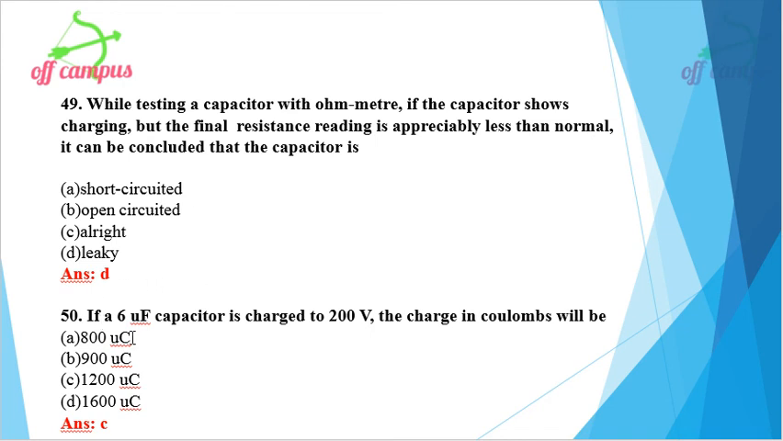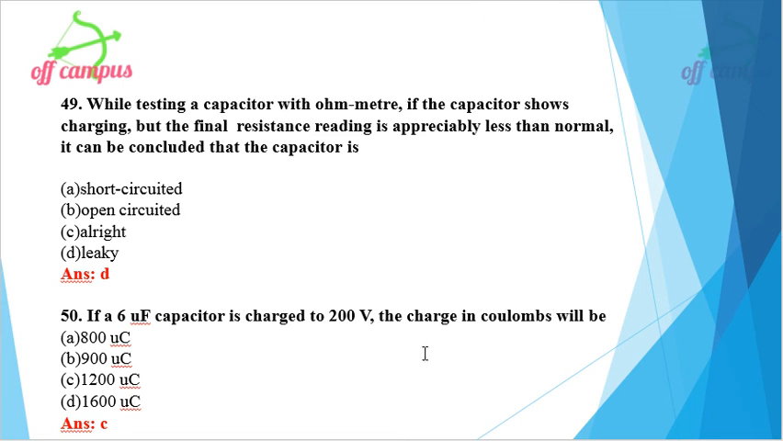Then, if a 6 microfarad capacitor is charged to 200 volt, the charge in coulombs will be, we need to find out. We know the relation between charge, voltage and capacitance, C equals Q by V. This formula is very important. In case of capacitance we need to know 3 different formulas. One is C equals Q by V, another is C equals epsilon A by D, and the energy stored in the capacitance is E equals half CV squared. We should know these very well.